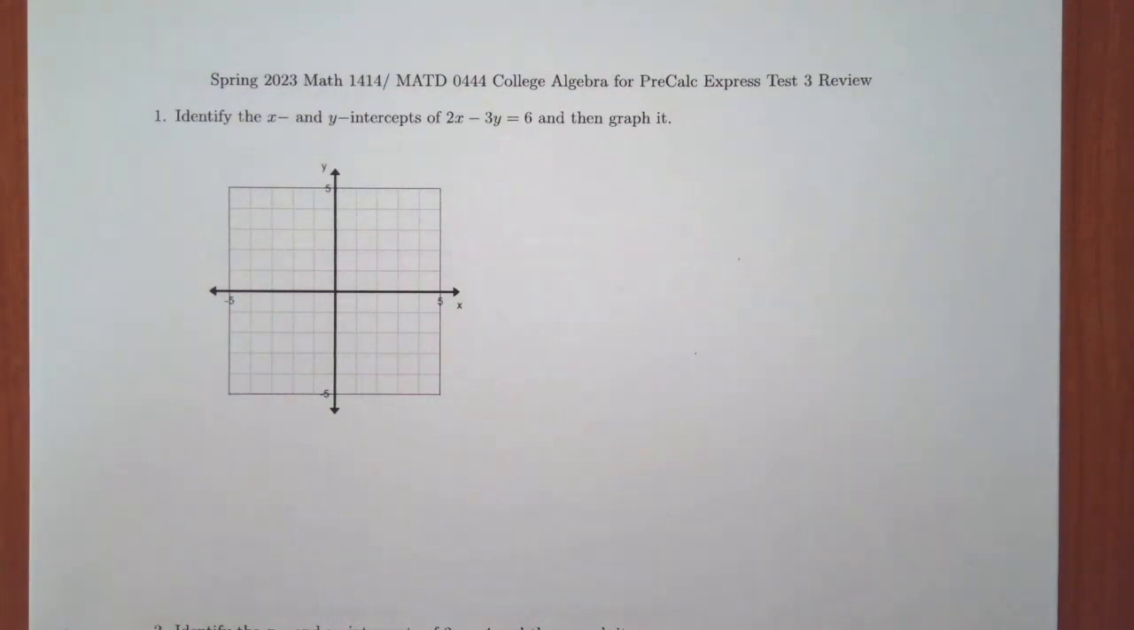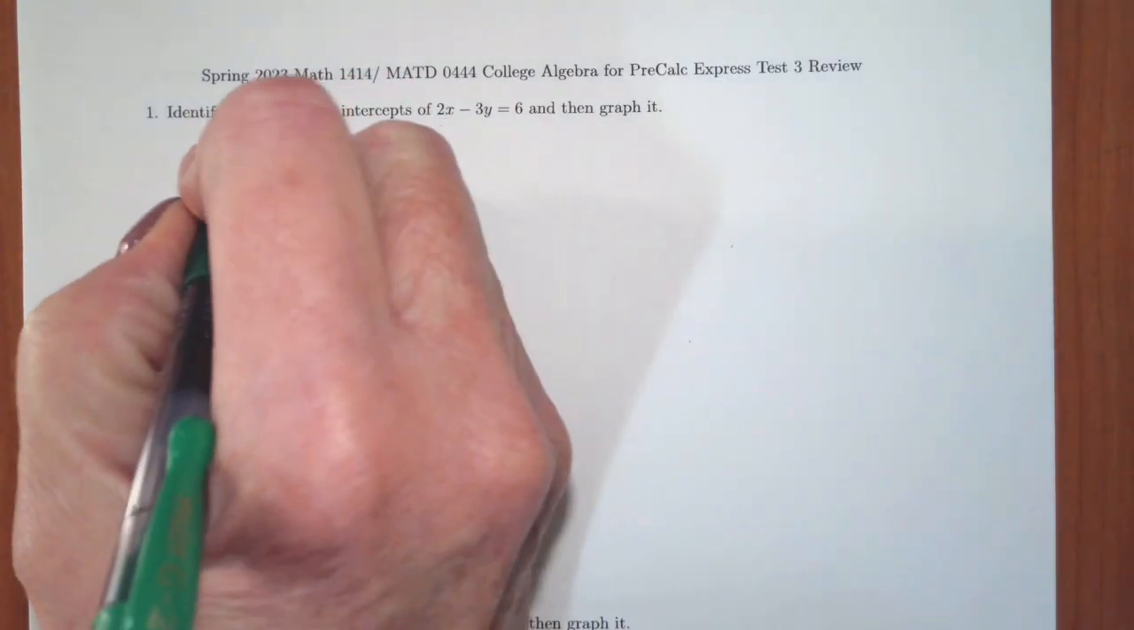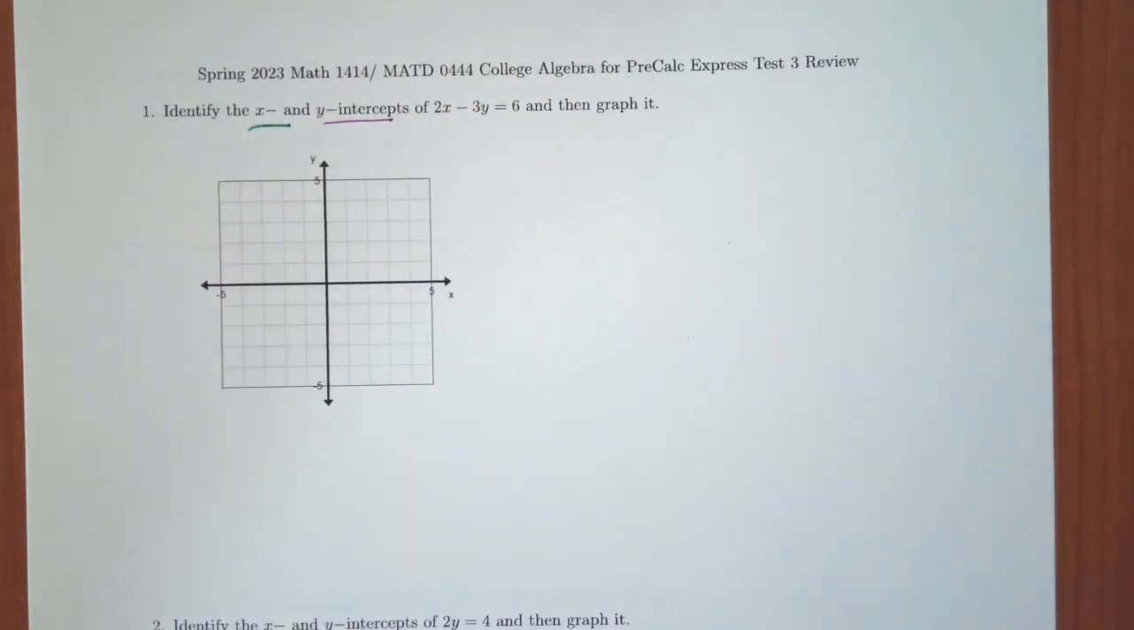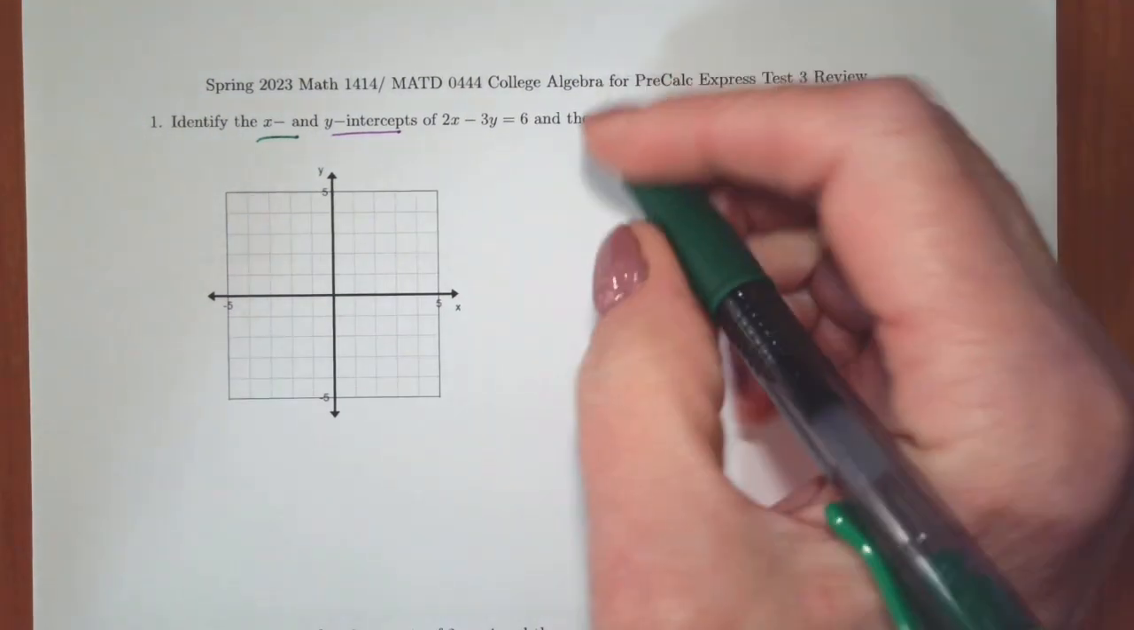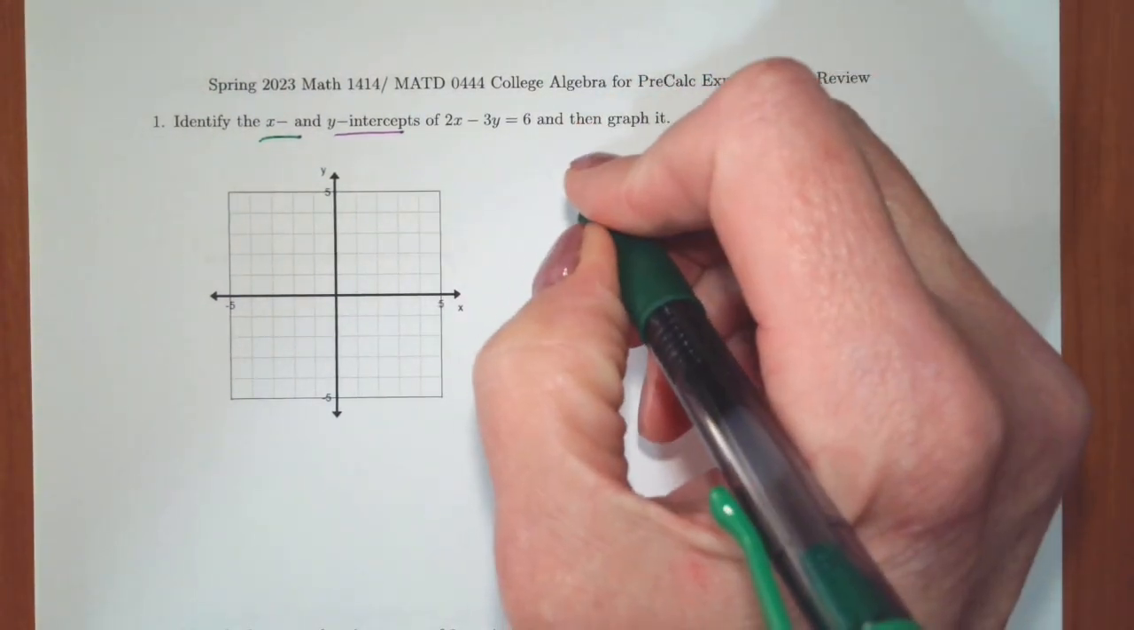Good morning. We are going to start with problem one and keep working our way through it. Okay, so problem one is identify the x-intercept and the y-intercept of this equation, and then we're going to graph it. Okay, so I'm going to start out with the x-intercept.